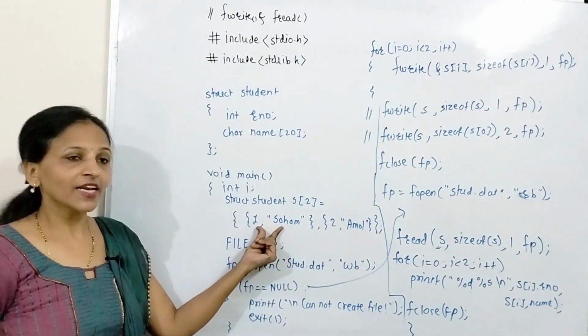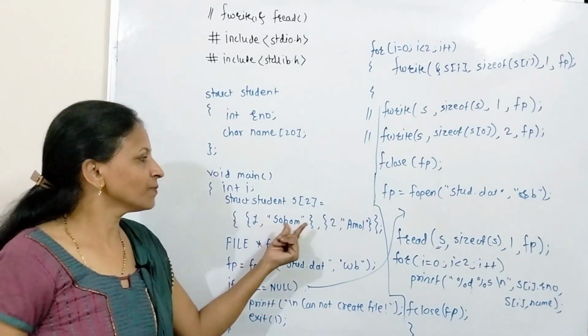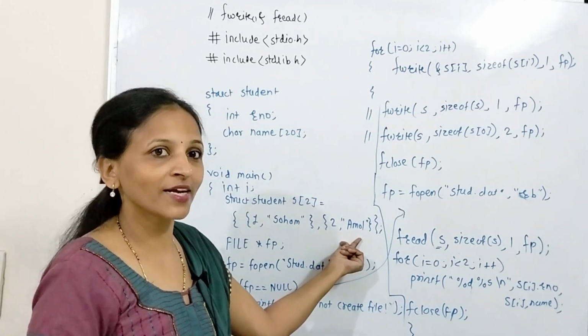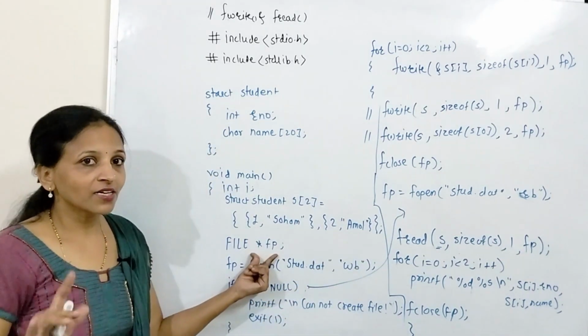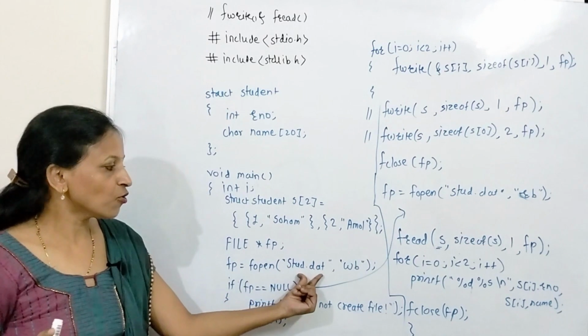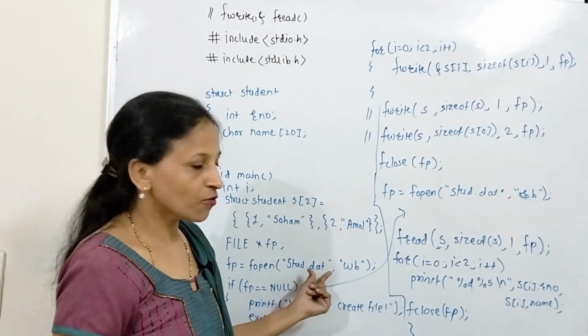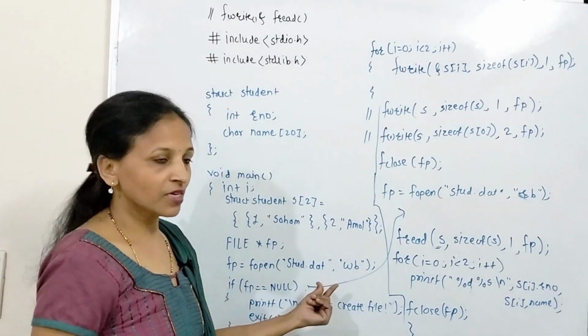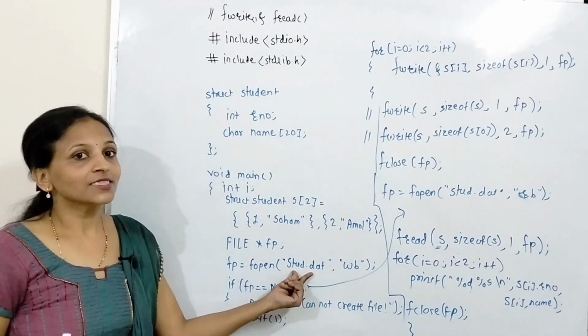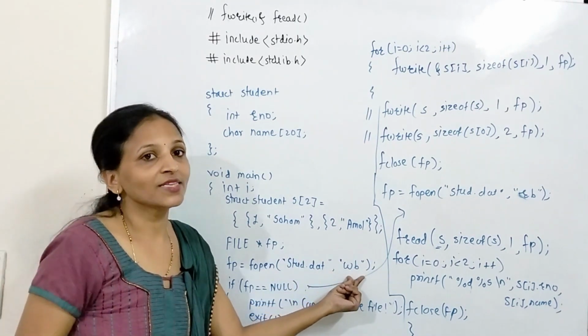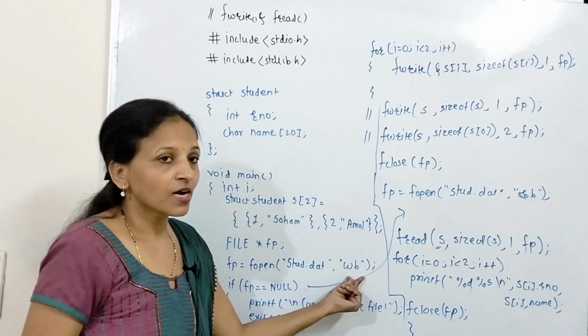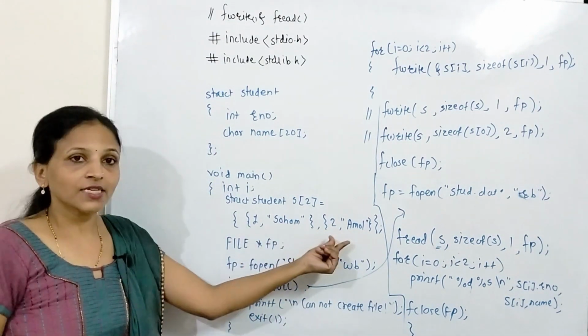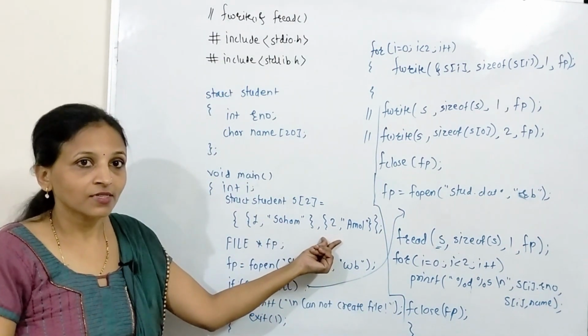The first student will have roll number 1 and name Soham. The second student will have roll number 2 and name Amol. For file handling, again we have to create that file pointer. I have opened that file in write mode, and of course here it is in binary mode. Now stud.dat is the name of the file, and I am opening that file in write mode because I am going to write these contents to the file, right?